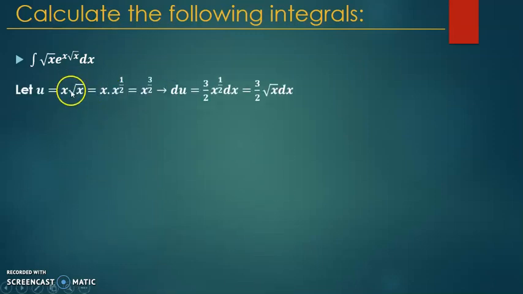Now I need to find the derivative, which is du. You can view this as u times v and apply the product rule, or you can write it as x with power 1. So this is x times x to the power half.